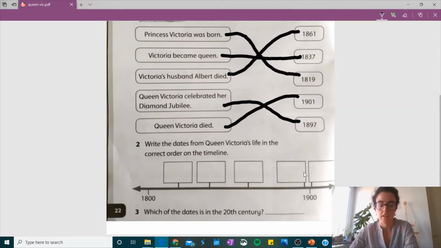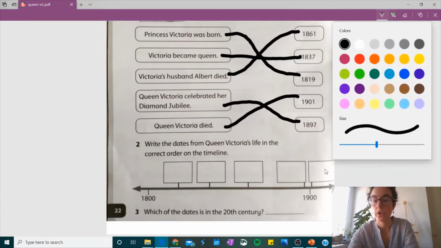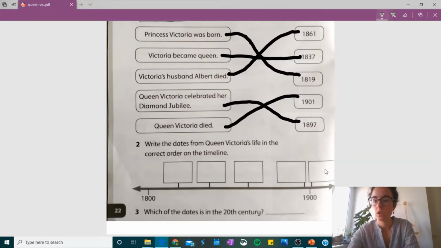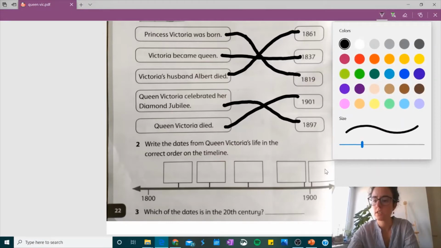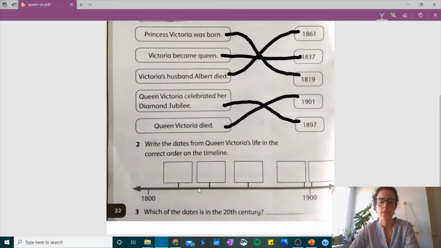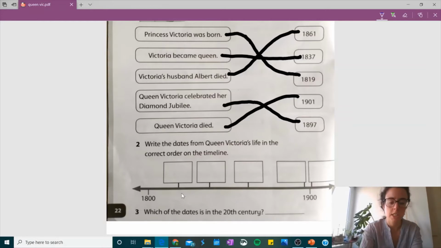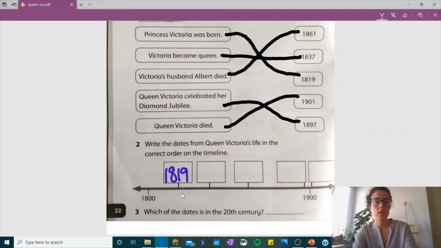All right, friends, now what we need to do is put all of these dates onto this timeline here, and we need to put them in the correct order. So let's see, what is the first date that we need to put on this timeline? What is the first date? It looks like the smallest number is 1819. So when Queen Victoria was born, that was the first thing that happened. Then, what happened next? What year is next?